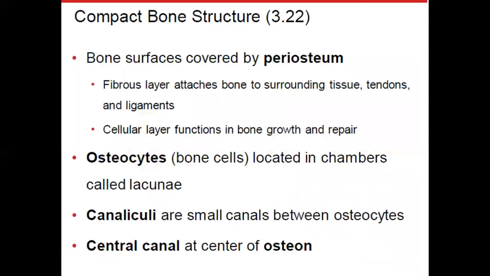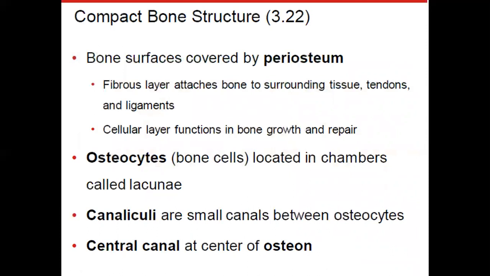Compact bone is covered by periosteum. It's a layer of dense, irregular connective tissue that attaches bone to the surrounding tissues and also tendons and ligaments. So the connection of a tendon from a muscle into a bone happens by way of the periosteum, this dense, irregular connective tissue.